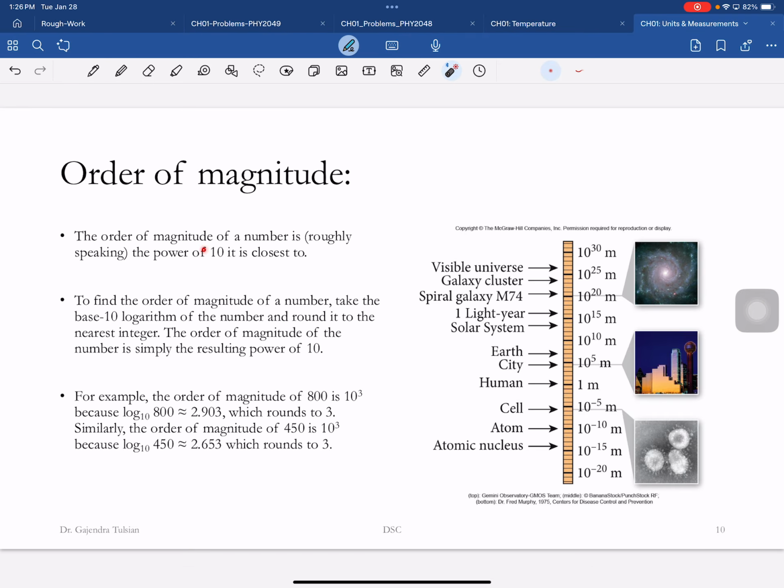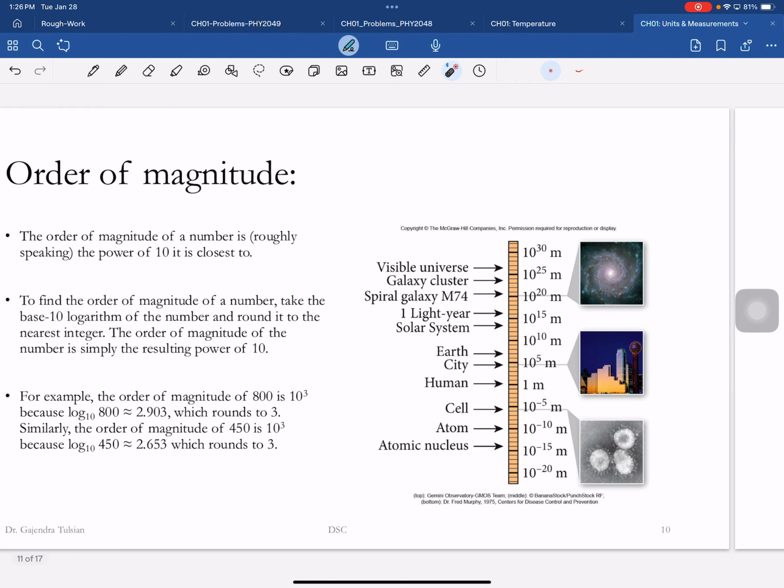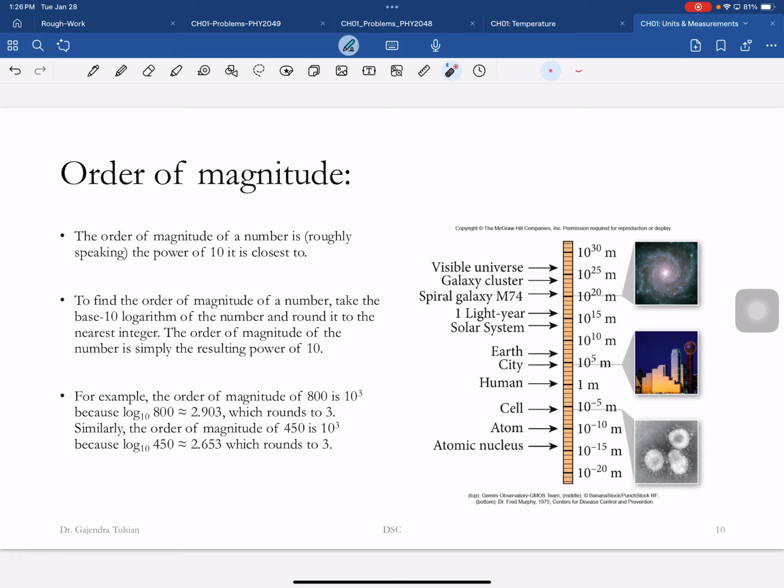So the order of magnitude of a number is roughly the power of 10 it's closest to. Again, this illustrates that when you're studying galaxies, the order of magnitude you live in is 20. If you're studying cells, if you're a microbiologist, the order of magnitude you're living in is -5. Different orders of magnitude are different lives. It's different expertise. If you're a nuclear physicist, your life is spent in order of magnitude of -15, and so on.